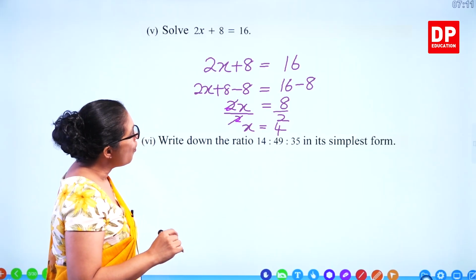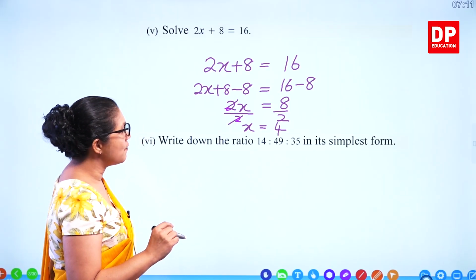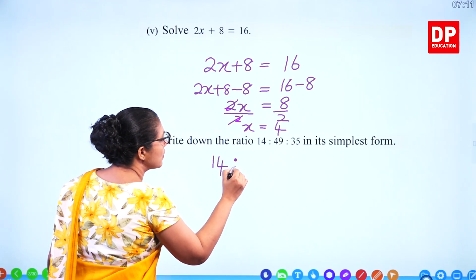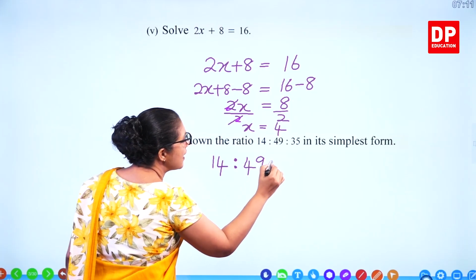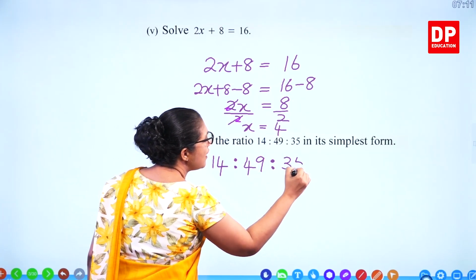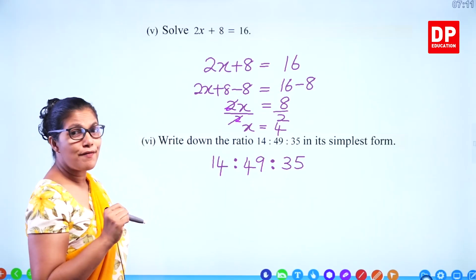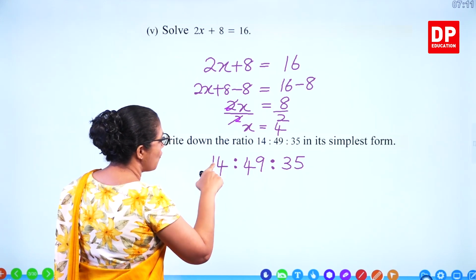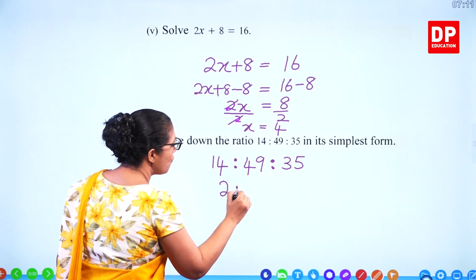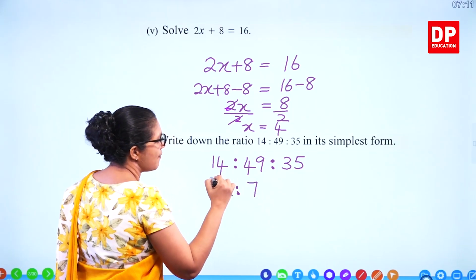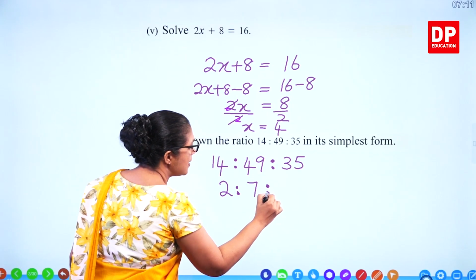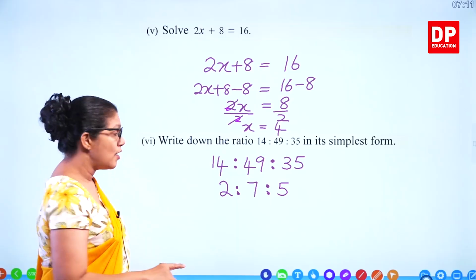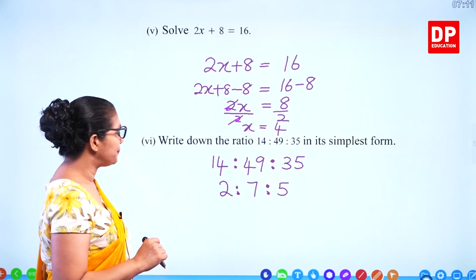Write down the ratio 14 to 49 to 35 in its simplest form. So what do you do? You need to check what's the common factor for all 3. Look carefully and decide what's the common factor. You can divide by 7. 14 divided by 7 is 2. 49 divided by 7, you get 7. 35 divided by 7, that's 5. So you can't simplify further. So this is the simplest form.